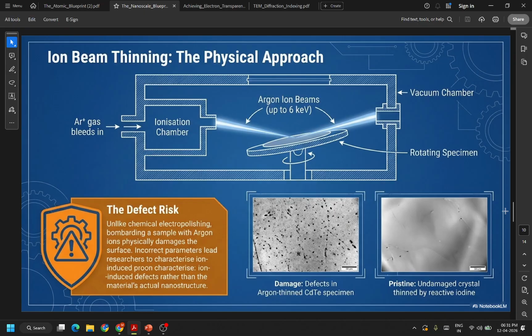For non-conducting samples, we use ion beam thinning. We focus a very fine argon ion beam on our sample to physically etch it. So we shoot argon gas to create ions. Then in the ionization chamber, we create the ion plasma, and then we shoot a very fine focused beam on our rotating sample, and the beam can be up to 6 kilo electron volts of energy.